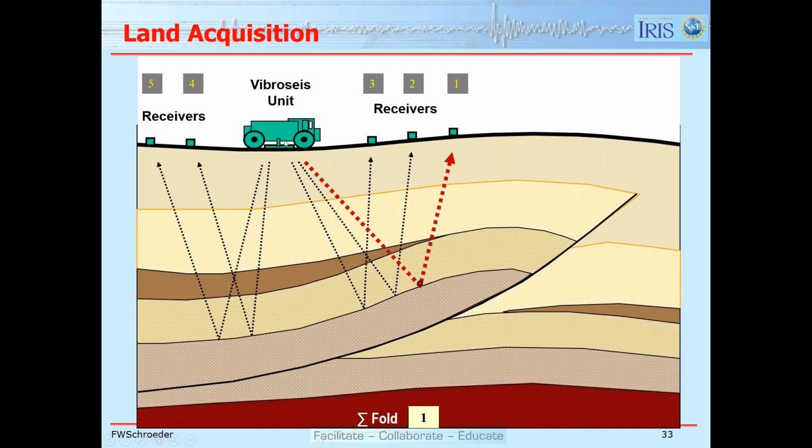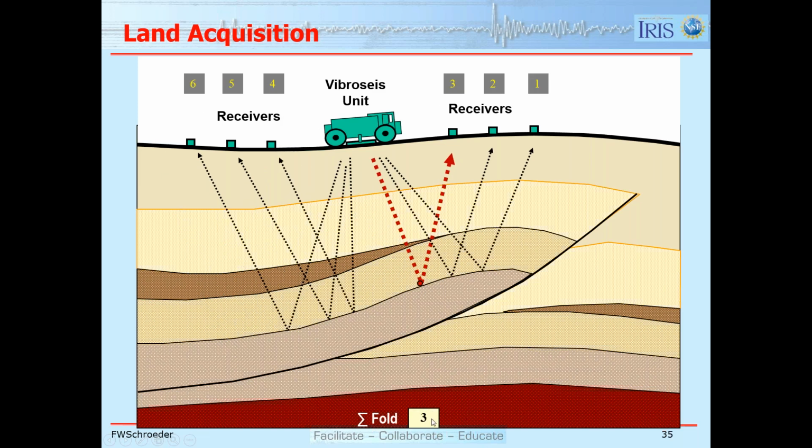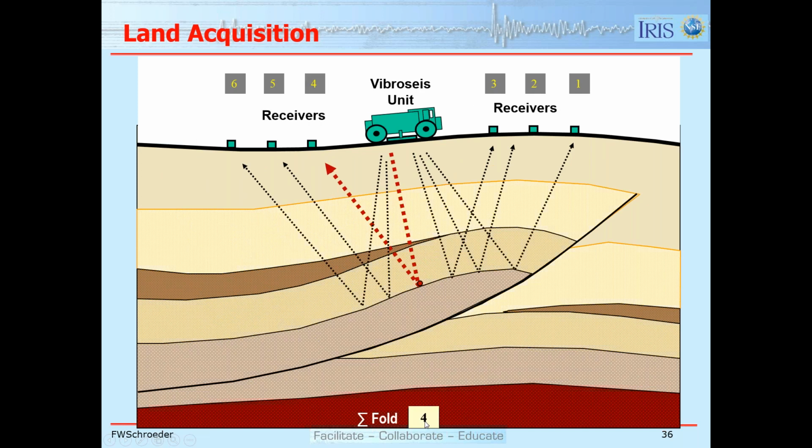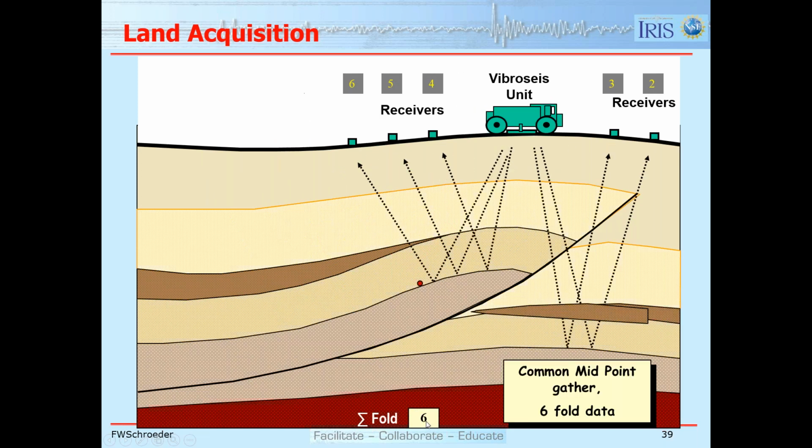And so at this position, the vibrator sends energy down, it reflects and comes up and is recorded by geophone number 1, and then it's recorded by 2. So we have a fold of 2 at this point. And then it is recorded in geophone array number 3, 3-fold, 4-fold, 5-fold, 6-fold. So again, with the common midpoint gathering that we'll do during processing, we will build a data set in this example that would be 6-fold.